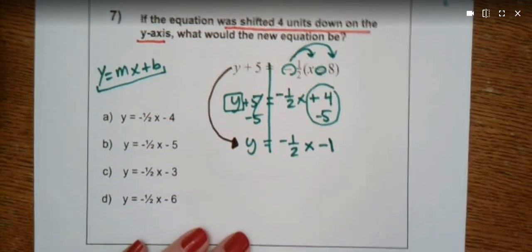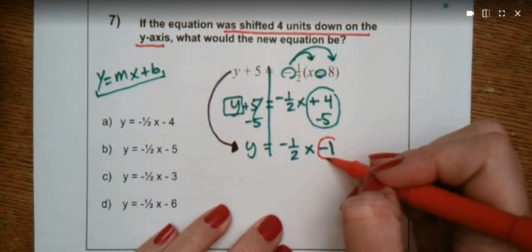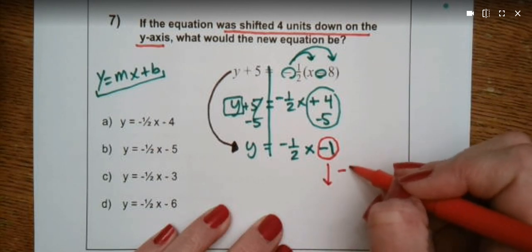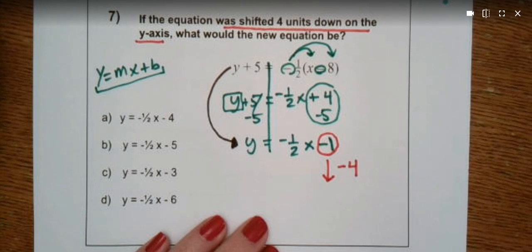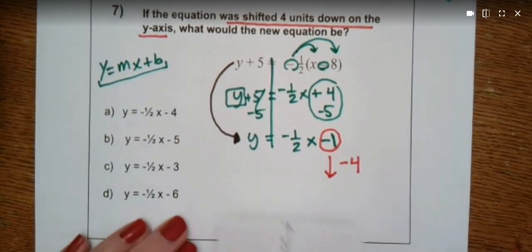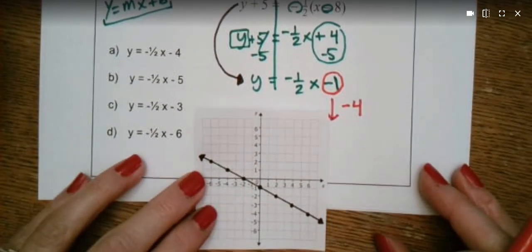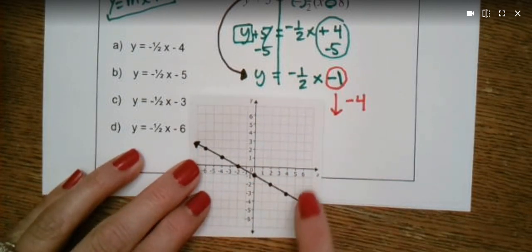Well, if I'm going to shift this equation 4 units down on the y-axis, just like we were doing before, this y-intercept is going to decrease by 4 because I'm shifting it down 4 units. Okay, so then what would this new equation be? Well, let's take a look at a graph real quick. On this graph, I have y equals -1/2 x minus 1, right? I have this equation graphed.